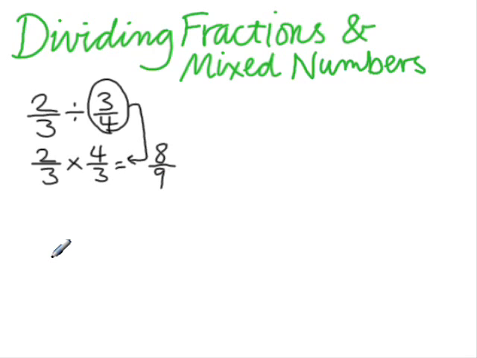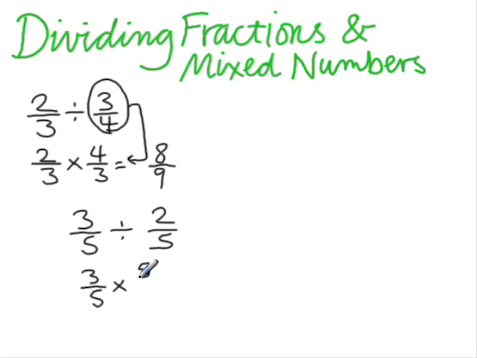That's all we do for dividing fractions and mixed numbers. We simply change the division problem into a multiplication problem by multiplying by the reciprocal. Let's take another example. 3/5 divided by 2/5. Step 1, we flip the divisor.